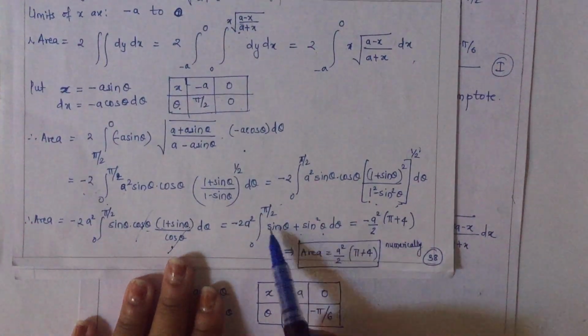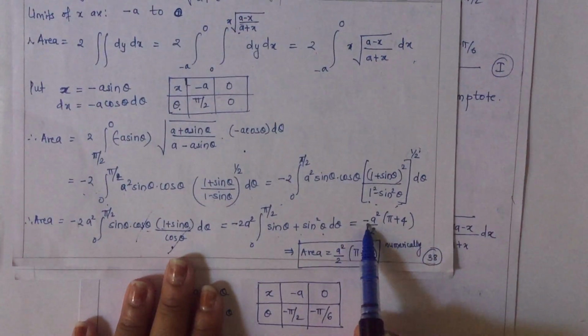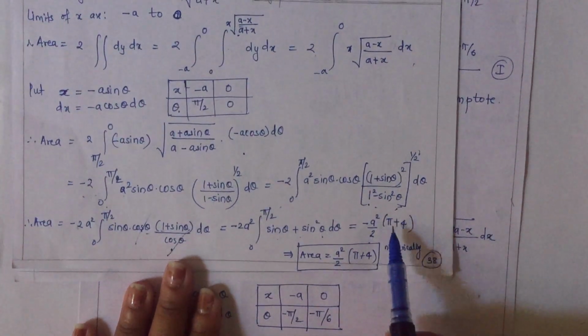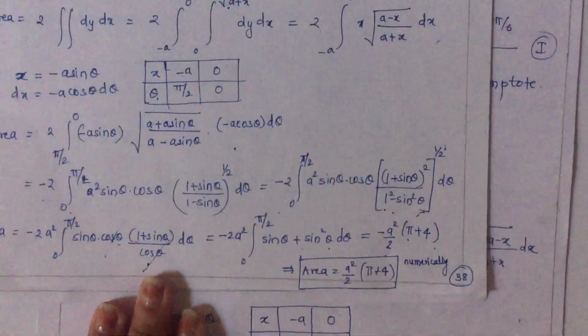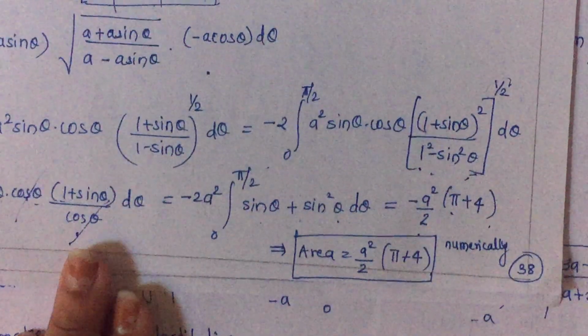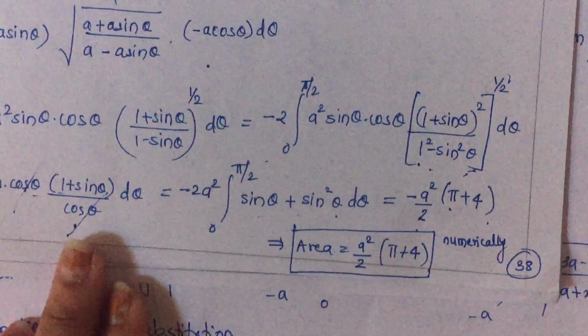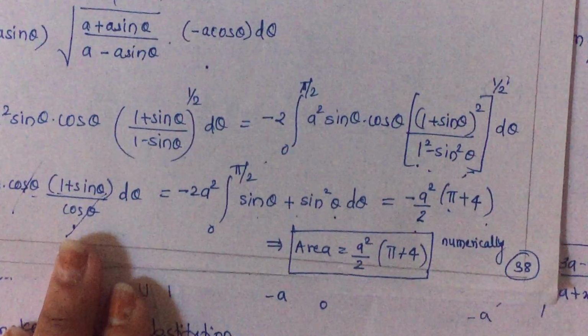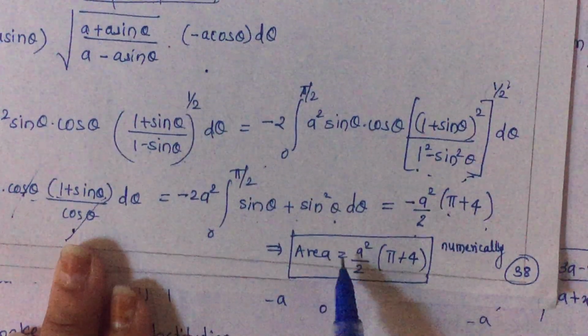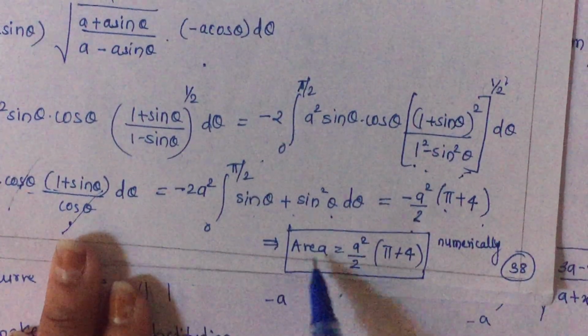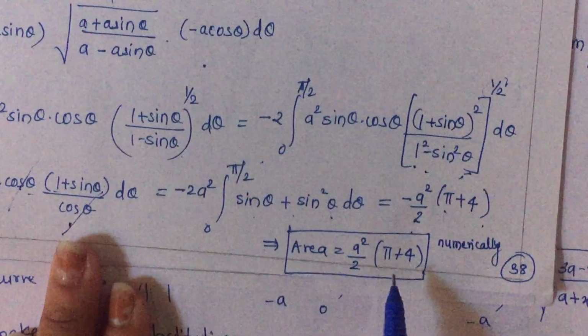By reduction formulae we obtain the value as minus a square upon 2 into (pi plus 4). Now here we observe it as minus, but we know we have to consider the area as positive, so we consider the numerical value. Means numerically the area between the curve and asymptote is a square upon 2 (pi plus 4).